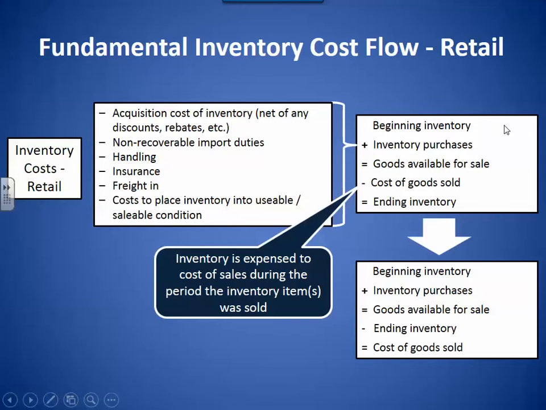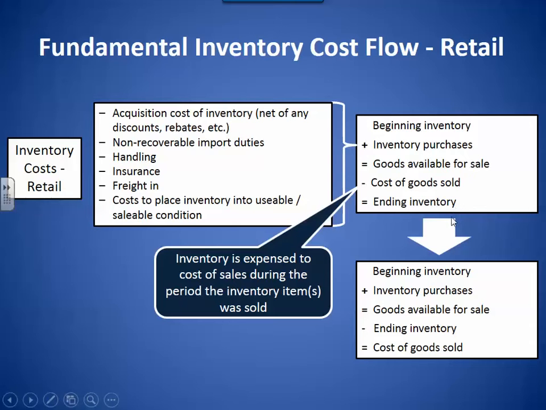In a retail establishment, inventory starts out with a beginning inventory. To that we add our inventory purchases. That totals the total goods we have available for sale during the accounting period. From that we subtract out our cost of goods sold, which is basically the inventory's expense to the cost of sales during the period the inventory items were sold, and we end up with our ending inventory.